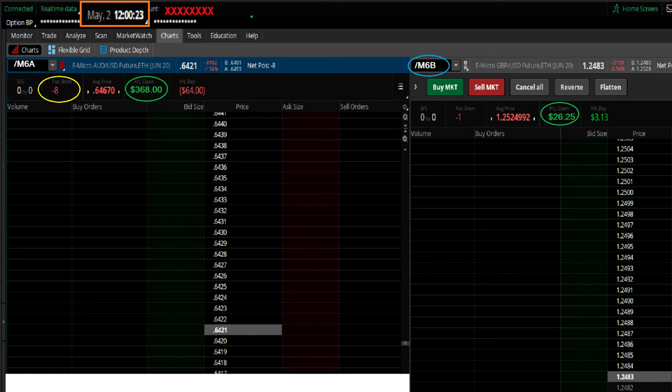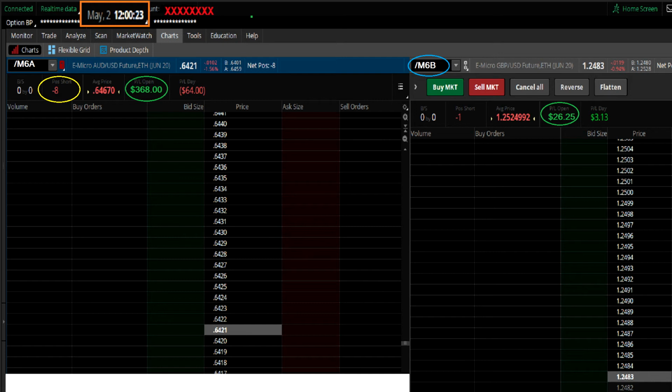What is this? And there's a blue circle right-hand side of the screen, near the upper part of the screen. You'll see M6B. Where did that come from? Well, I actually took on a new position with a new futures product, I think on Thursday or Friday. And this was the British Pound USD futures.